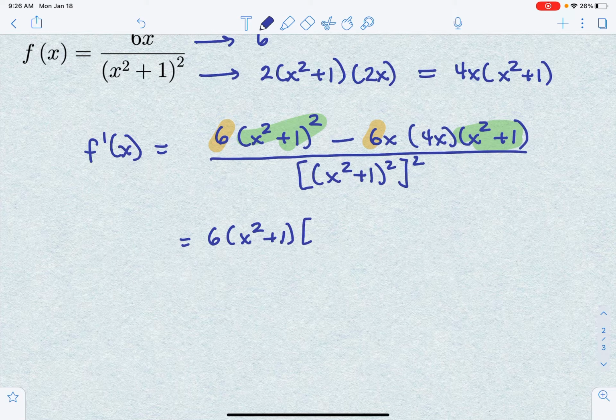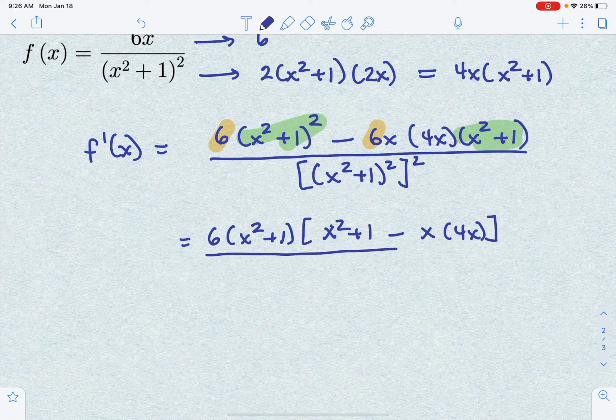Now, what does that leave me? Well, I'm removing the 6, so the 6 is no longer there. I have a square, and I'm pulling out 1, which means I'm going to be left with x squared plus 1 minus, now I'm taking out the 6, I'm leaving the x and the 4x, and I'm factoring out the x squared plus 1. So there goes that. And now, if I'm squaring a square, that's really x squared plus 1 to the 4th.